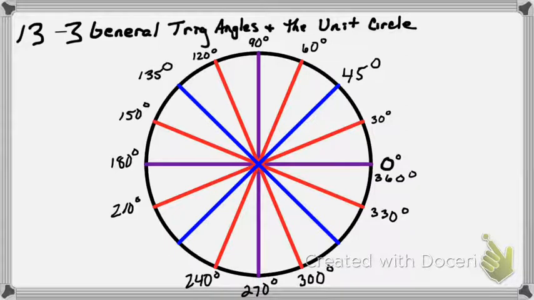And then the next one would be the purple, where we get 180. And then 180 plus 45 is 225. The next one would be the 270. 270 plus 45 would be 315.